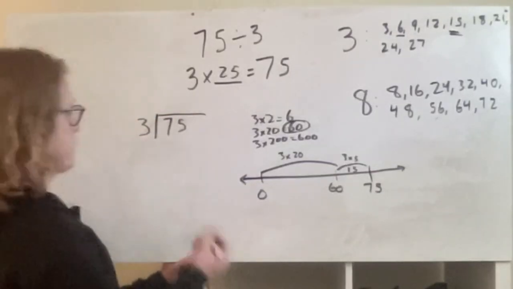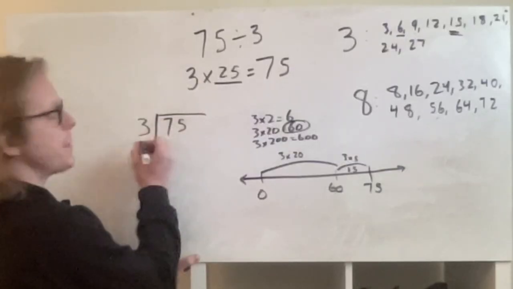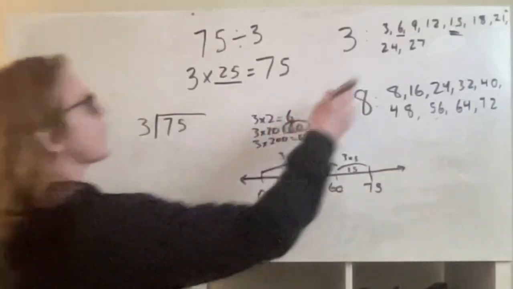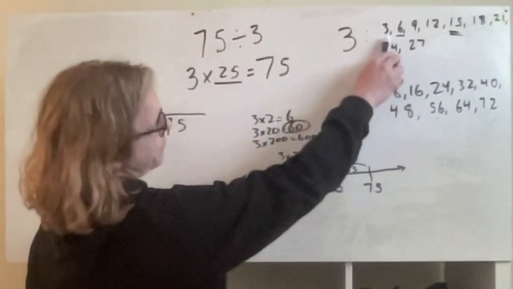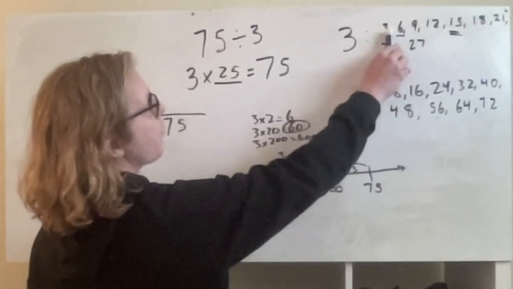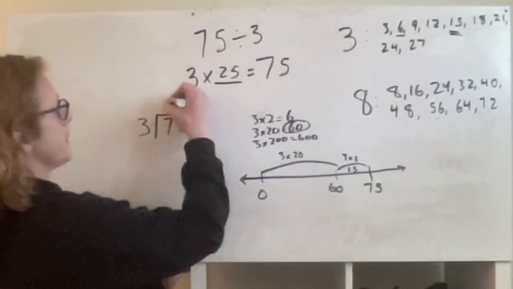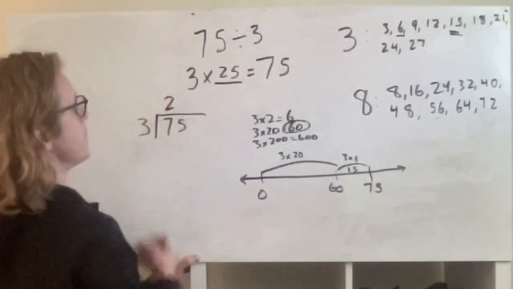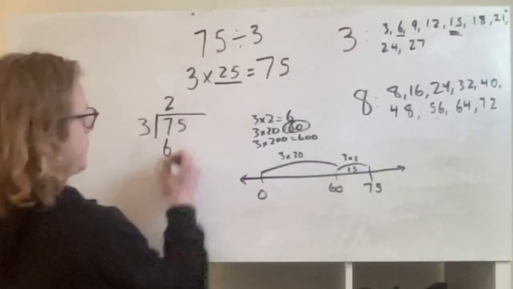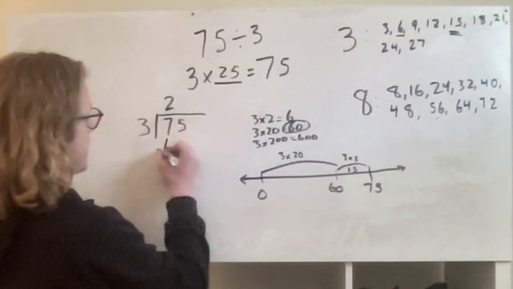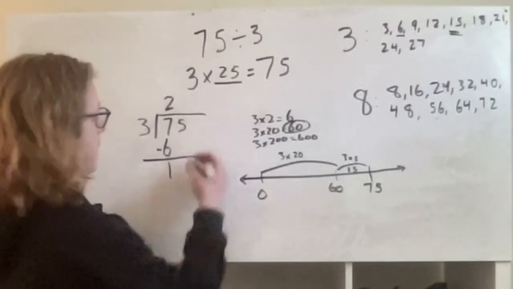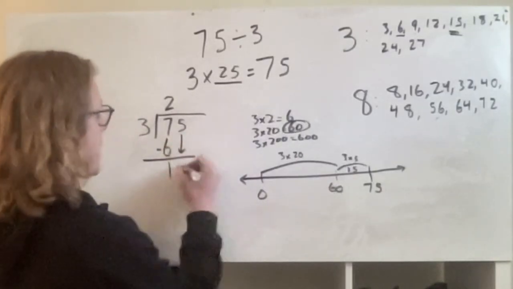So long division, we're going to say, how many times can 3 go into 7? Well, I look at my 3 times tables. 3, it fits. 6 fits. 9 is too much, right? So it can only go in 2 times. 2 times 3 is 6. And then we subtract. 7 minus 6 gives me 1 left over. And then I bring down the next digit after I subtract.